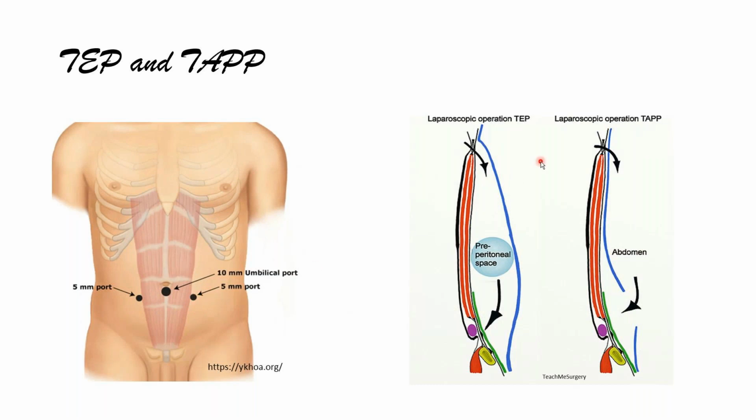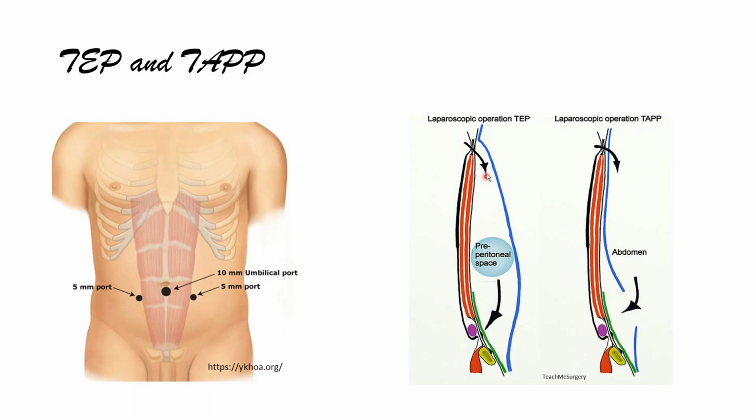So the essential difference between TEP and TAPP is in a TEP repair, at all times, this is the peritoneum. See, the blue is the peritoneum. So at all times, you're in the pre-peritoneal space. At all times, you have not gone into the peritoneum. But when you go into the abdomen and then cut the peritoneum and then enter the pre-peritoneal space, that is a TAPP repair. So that's the essential difference between a TEP and a TAPP repair.